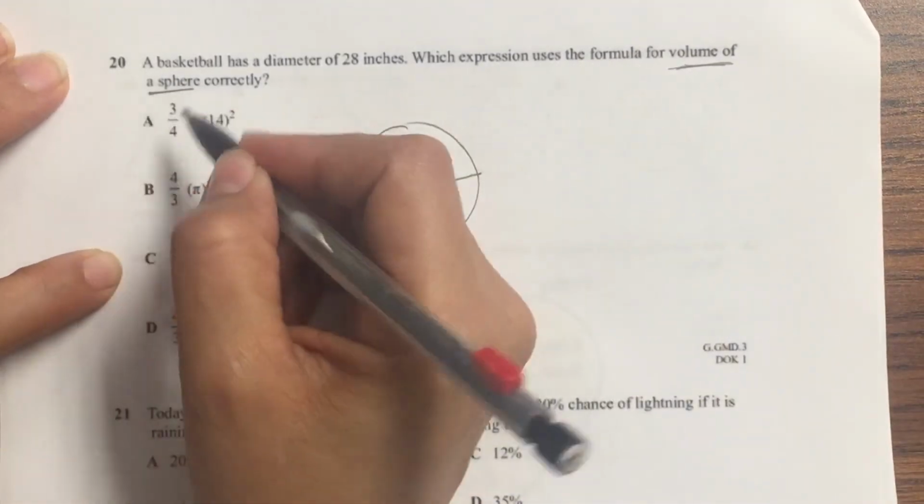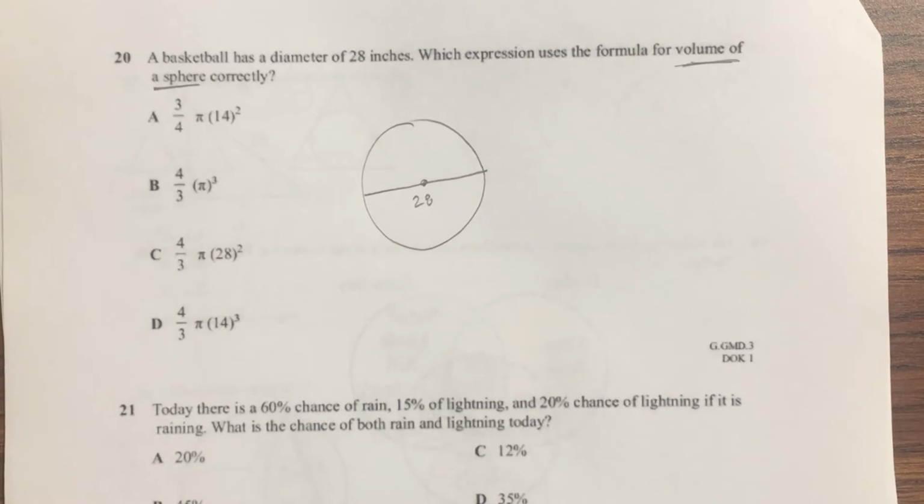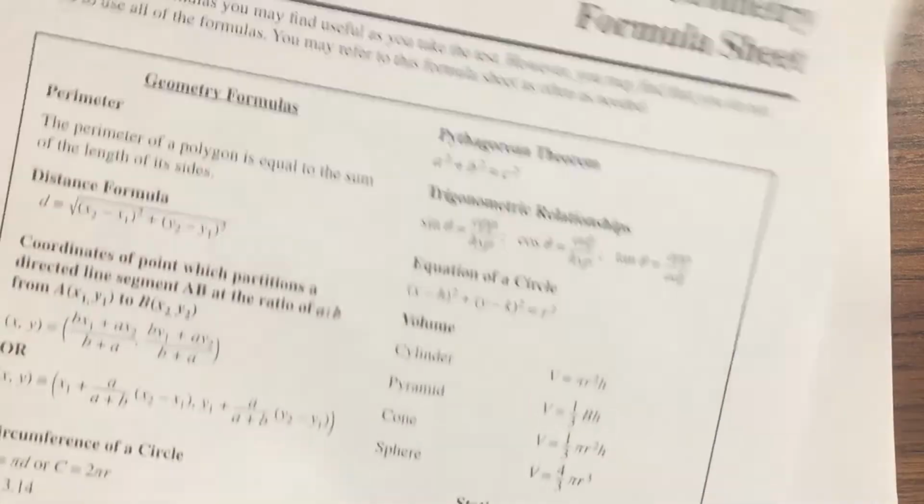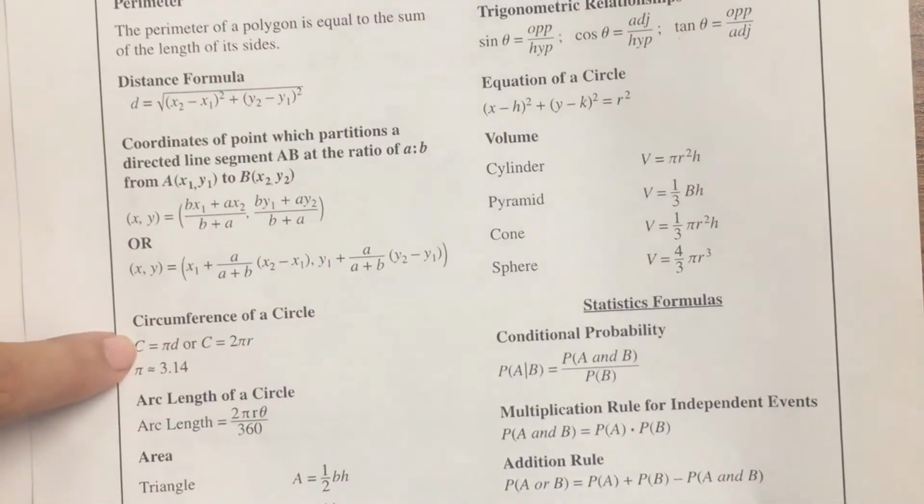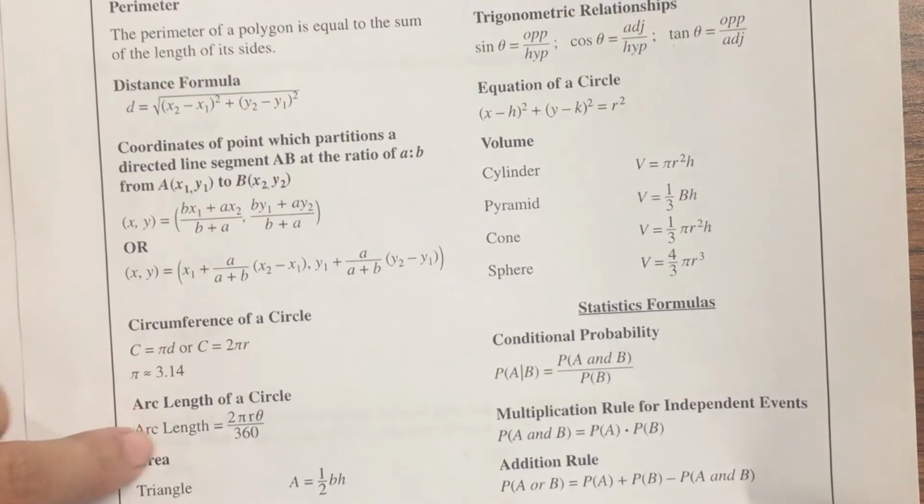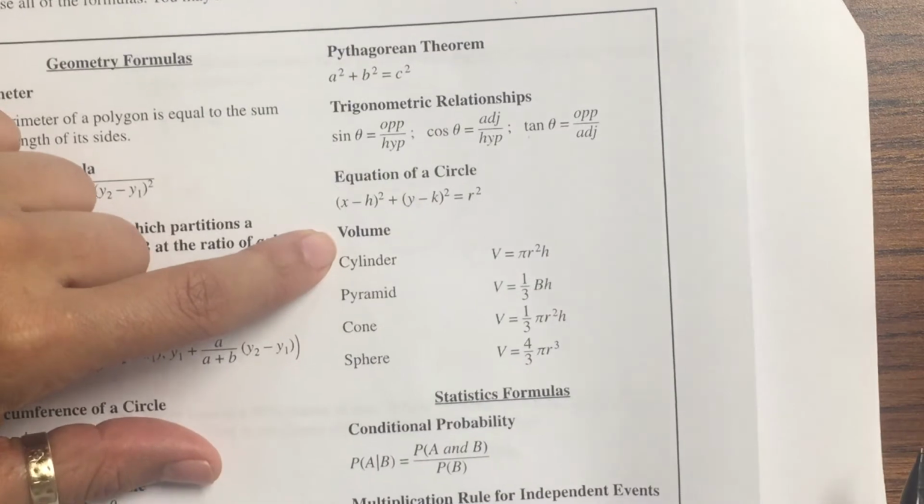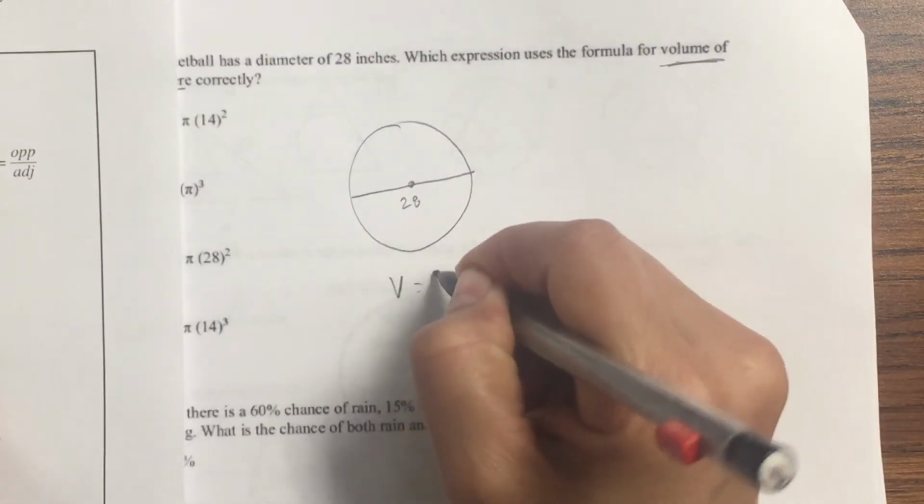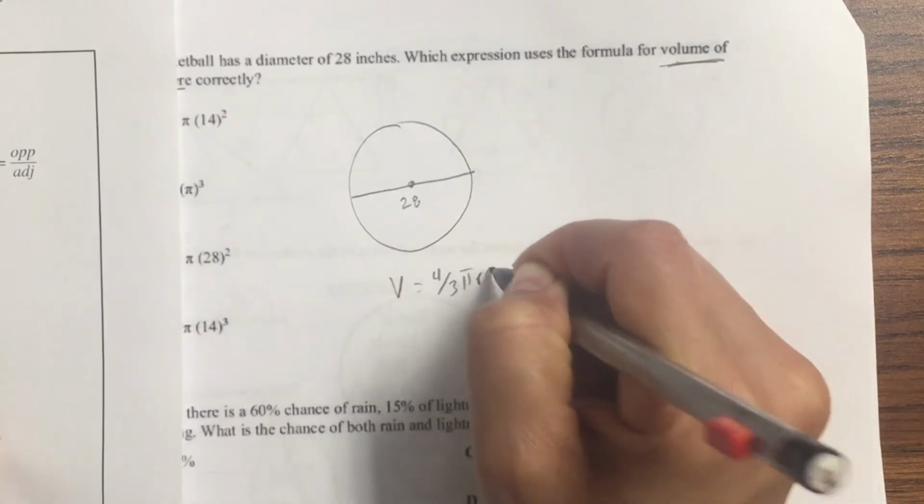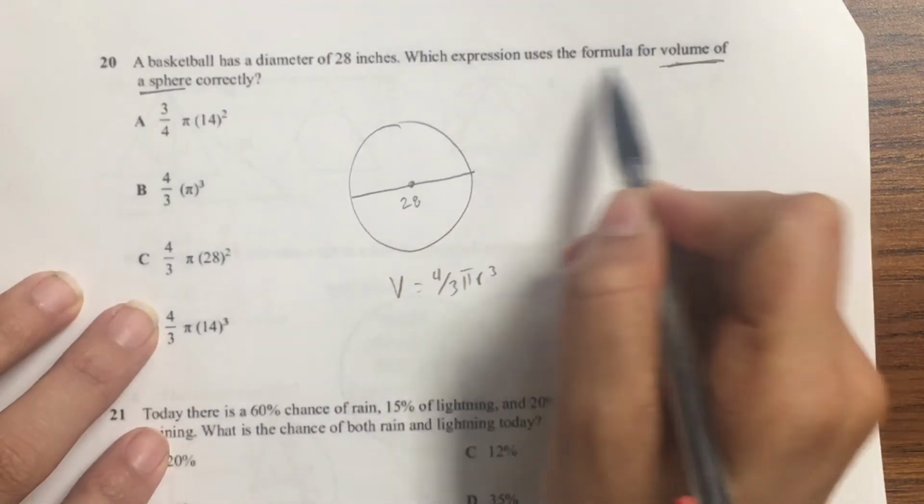Volume of a sphere. So you need to go find your formula sheet. And you're looking for volume of a sphere. Area, circumference, volume. Volume of a sphere, right here. You just write that down. So volume of a sphere is 4/3 pi r cubed, which expression uses the formula correctly.